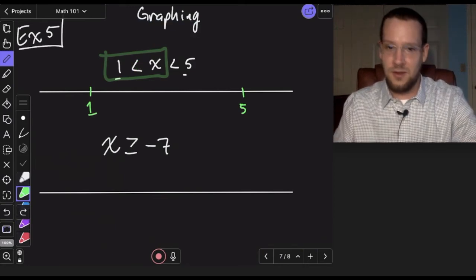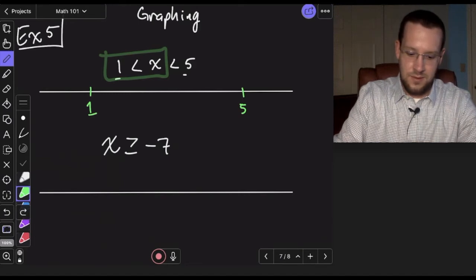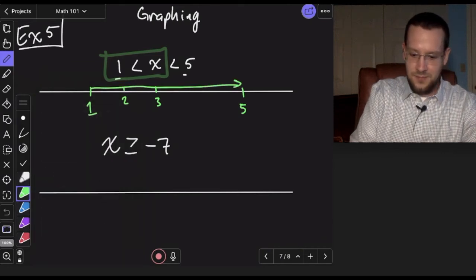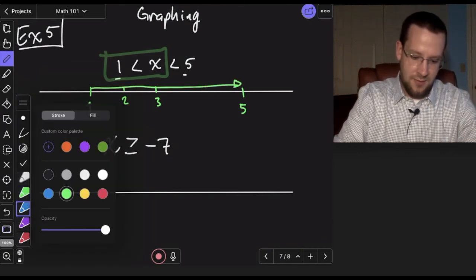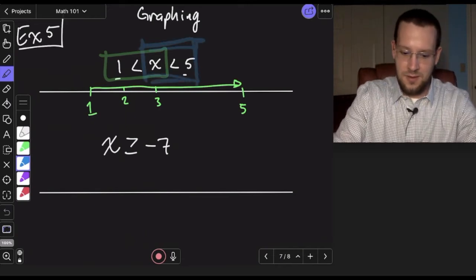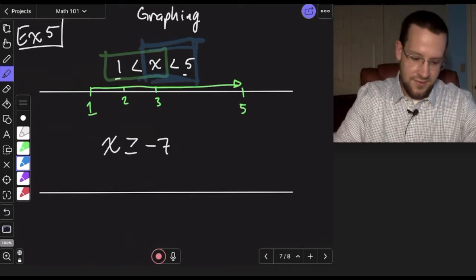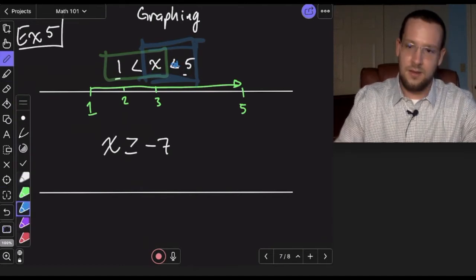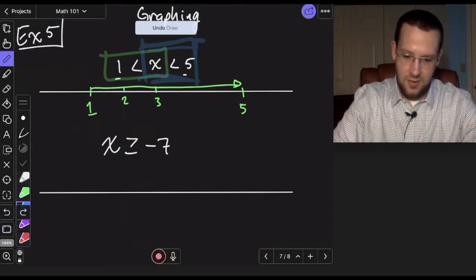So what numbers are greater than 1? 2 is greater than 1. 3 is greater than 1, right? So we're looking at going this way. And let's read the second one. I'm going to do this one in blue, a little thicker. This says x is less than 5, because remember, the alligator's eating the 5, so x is less than 5.